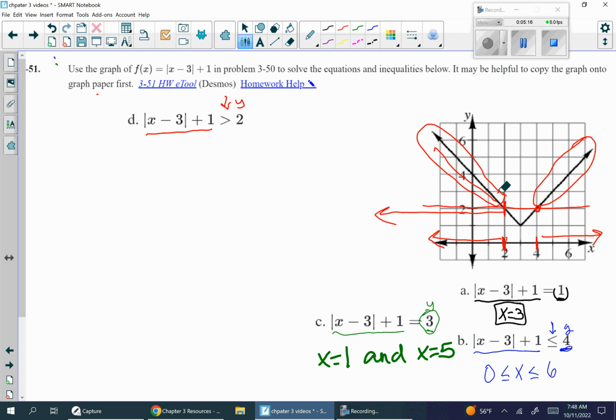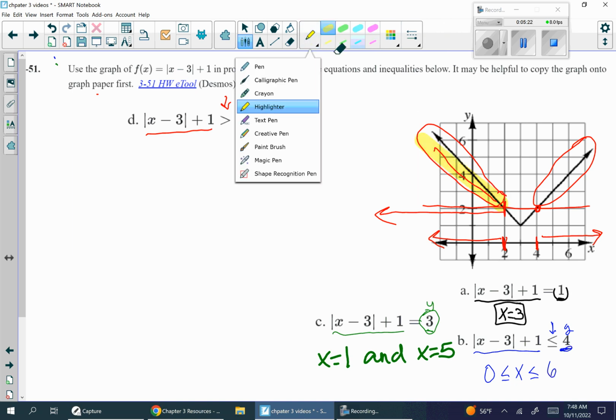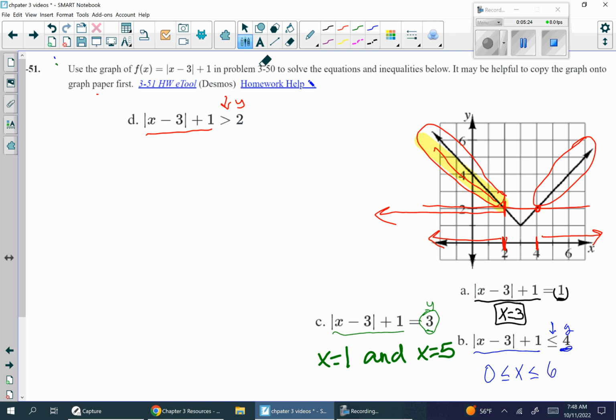So this guy right here, let me get a highlighter here so that we can see. So this guy right here, we're going to express as negative infinity to the number 2. And because it's not an equal to, we're going to use parentheses. Or we could say that x is less than 2. Those are equivalent.